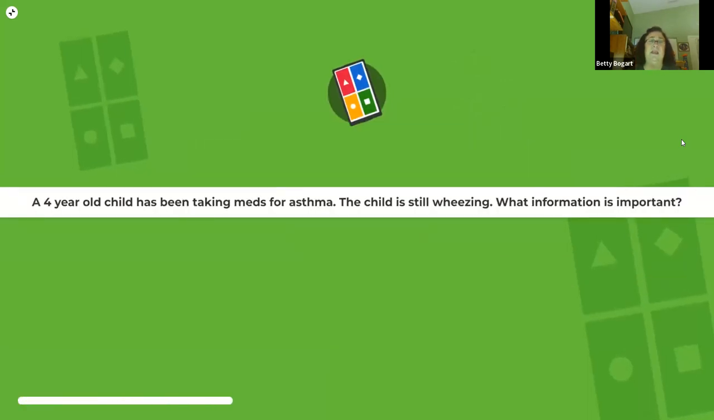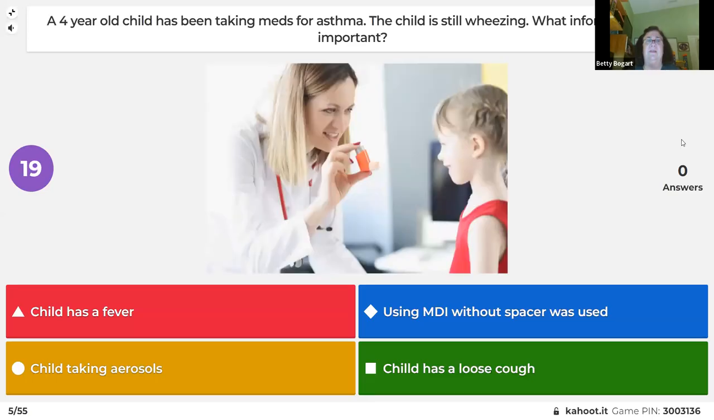A four-year-old child has been taking meds for asthma. The child is still wheezing. What information is important? What are you going to ask that parent?